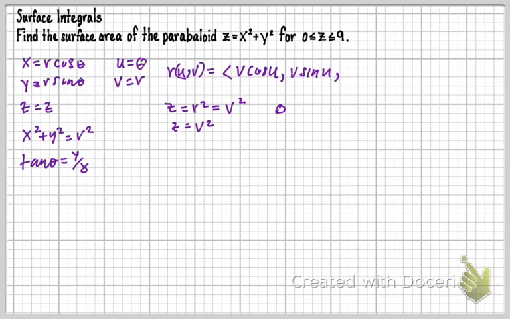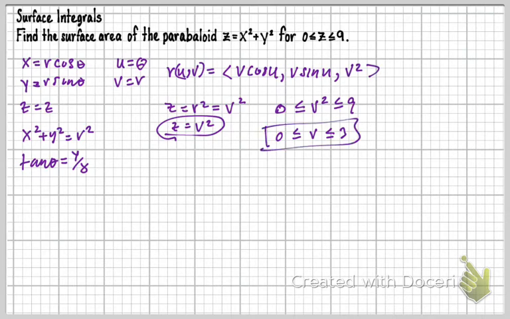So that means my parameters here, my z being between 0 and 9, now it's v squared between 0 and 9. And when I square root both sides, my v is going to be between 0 and 3. And I also now have my z equaling v squared. So there's my r(u,v), and there's my parameters for v. And what are the parameters for u? We'll talk about that in a minute.